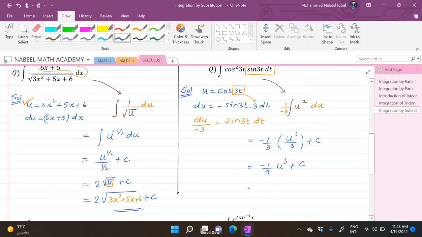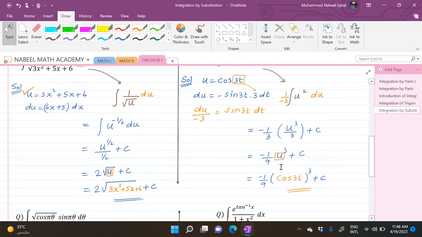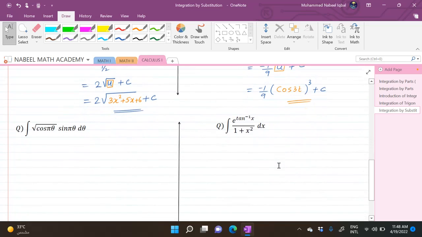Now I substitute the value of u: replace u with cosine 3t. That's it. So I have replaced the u value as cosine 3t. Now coming to the next problem.